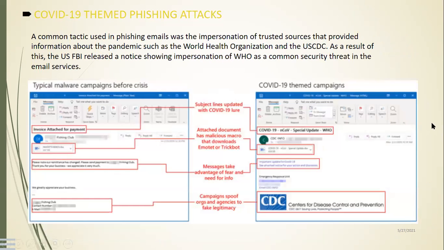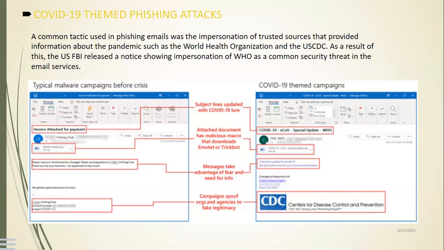So I was able to get something here, a COVID-19 themed phishing attack that was picked up by the FBI. I have two pictures here. I don't know if you can see them clearly, but on the left we have a typical malware campaign before the crisis, and on the right we have a COVID-19 themed campaign.